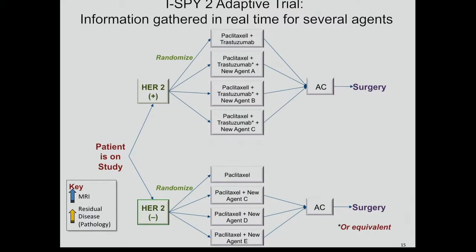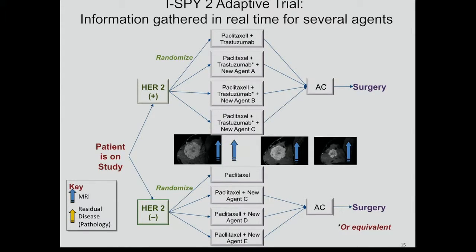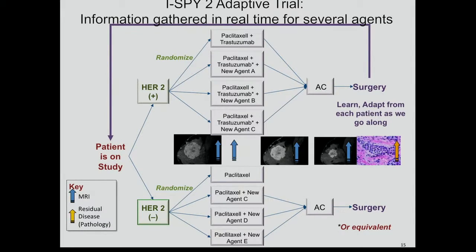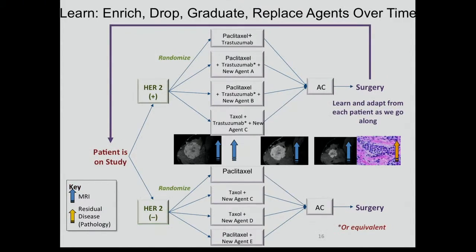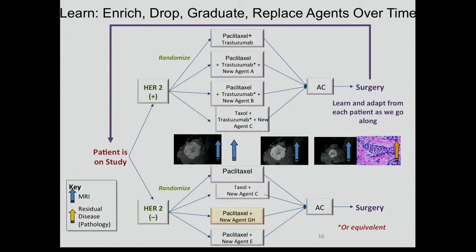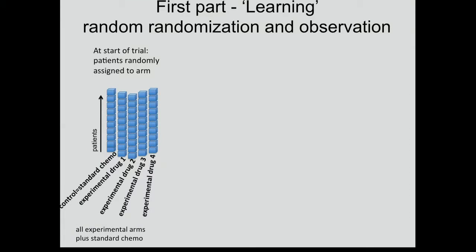So we recognize patients can be HER2 positive or negative, and in each of those there are multiple arms. We take the MRIs and biopsies, and every patient informs actually the system. And once we reach a statistical significance, and I'll show you how we do that, then the drugs can go out of the trial and a new one will come in.